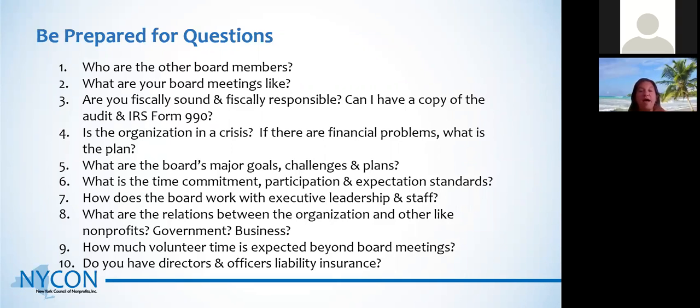And so that means that a board member coming on has to know how much time they need to contribute beyond board service. And then one important question is, do you have directors and officers liability insurance? If the organization is sued, is there insurance that will help to protect the board and to settle any issues? So those are some typical questions that we hear that can challenge a board. And so you want to make sure to be prepared to answer those questions.